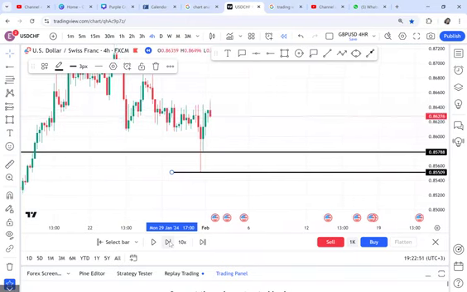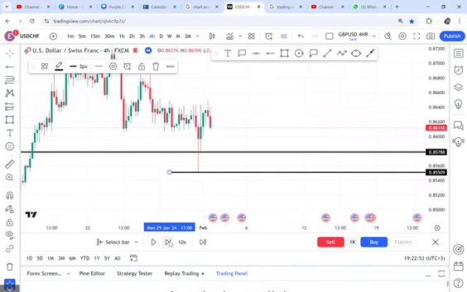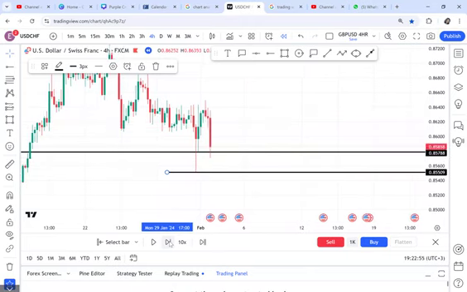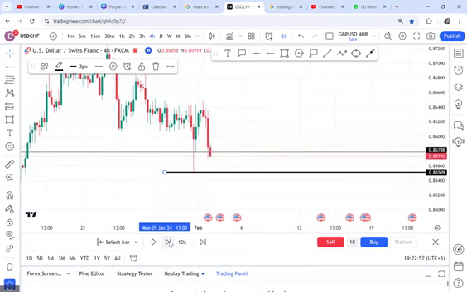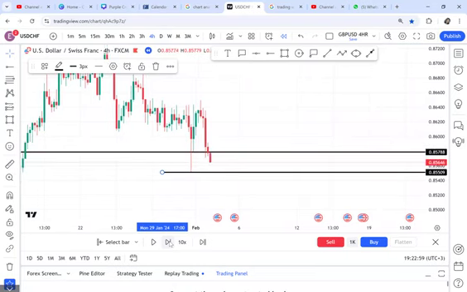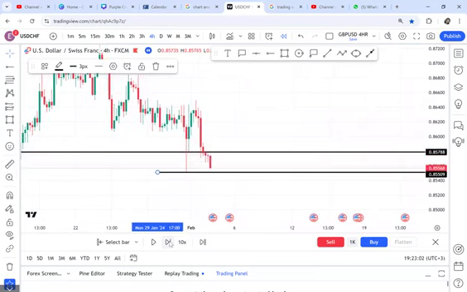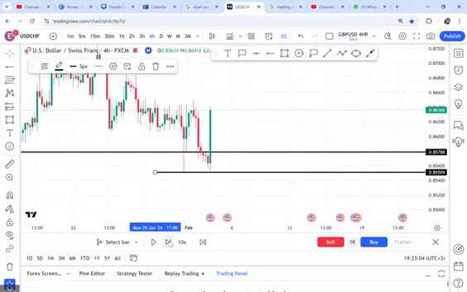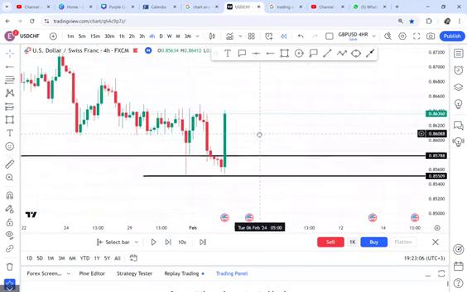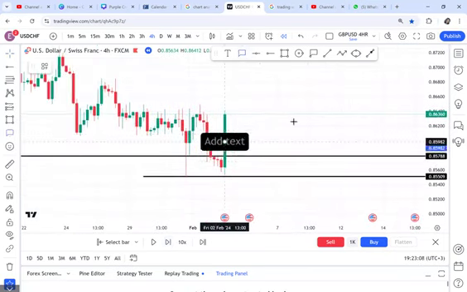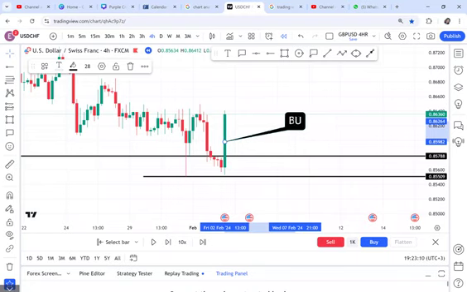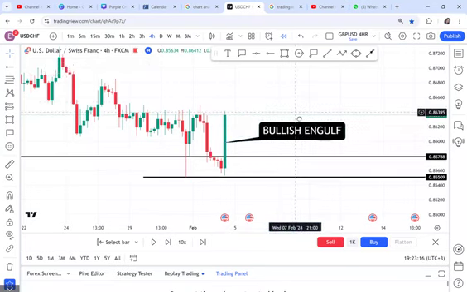So you can see the market has started to go down and it's approaching our zone. Yet we do not have a bullish engulf. Even right now, we don't have a bullish engulf until we got the bullish engulf. You can see this is a bullish engulf and it is very clear. Once you have the bullish engulf, you will target 30 pips.